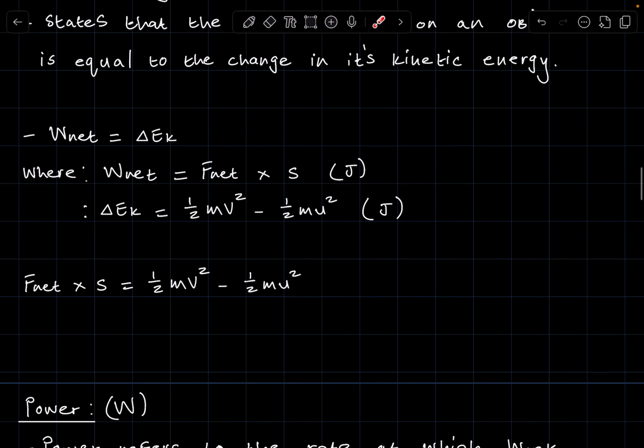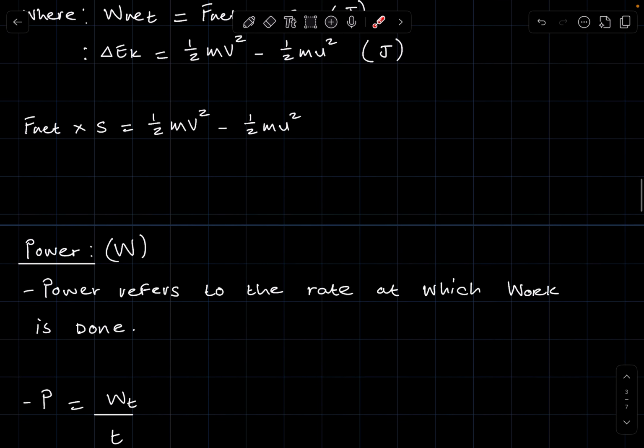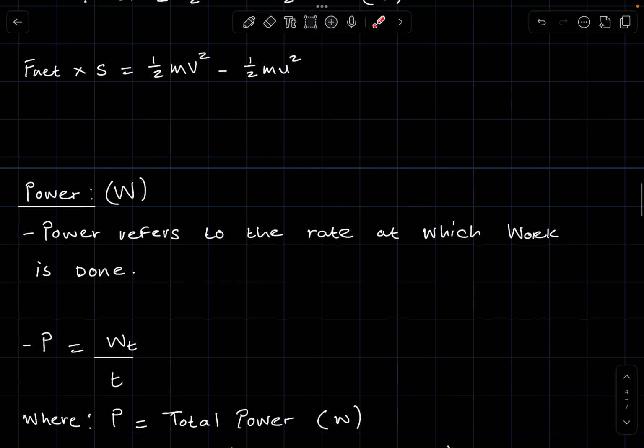Right, now let's look at power. Power is in watts. The W stands for watts. That is the unit of measurement for power. And how you can define power is: power refers to the rate at which work is done.